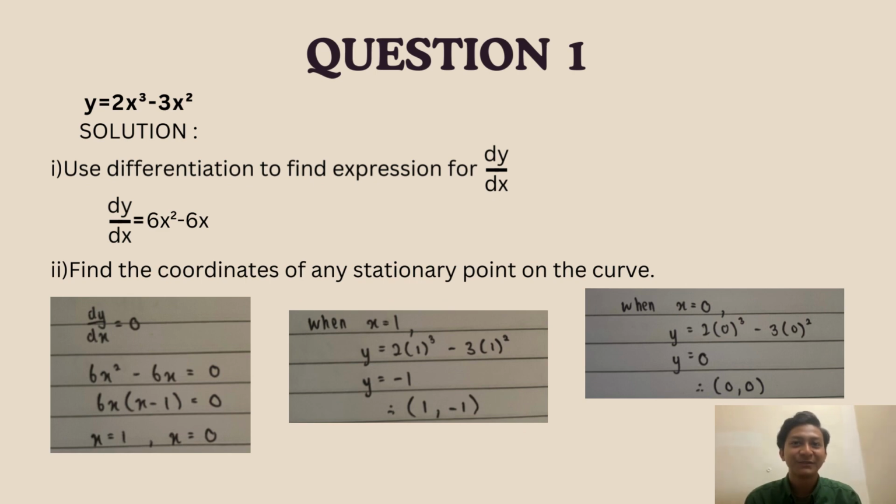When x equals 1, y equals 2(1) cubed minus 3(1) squared. So you will get y equals negative 1. The coordinate you will get is (1, -1). Next, when x equals 0, y equals 2(0) cubed minus 3(0) squared. So y equals 0. So the coordinate you will get is (0, 0).